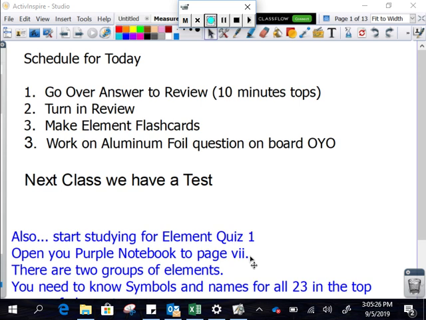What's the symbol? Beryllium. Not beryllium, that would have two R's. It's beryllium, one R. Tungsten, W.